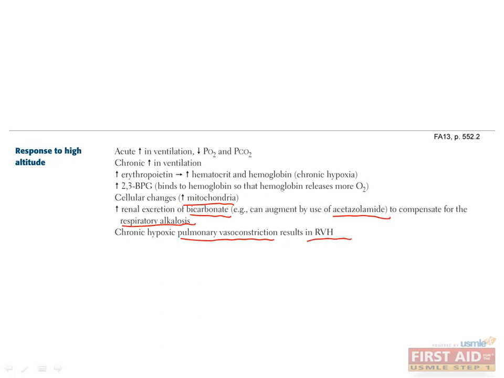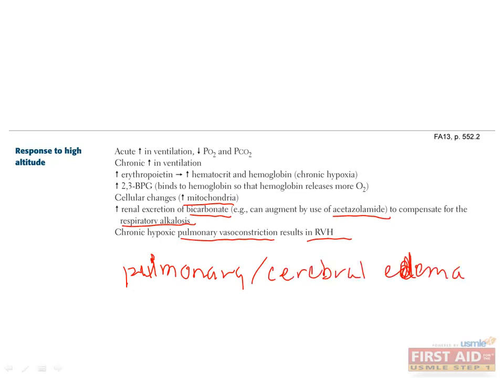Finally, I've mostly talked about chronic changes in the lungs, so I'll just mention that in addition to acute mountain sickness, a rapid increase in altitude can lead to pulmonary and cerebral edema, and this is thought to be secondary to increased arterial and capillary pressures and increased capillary permeability.